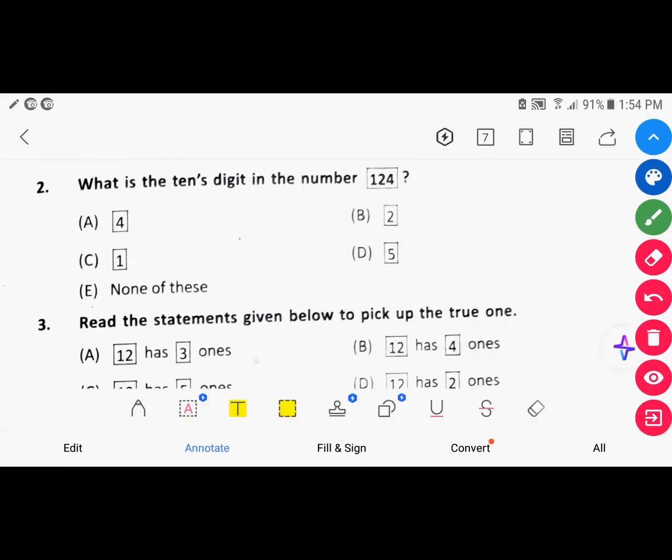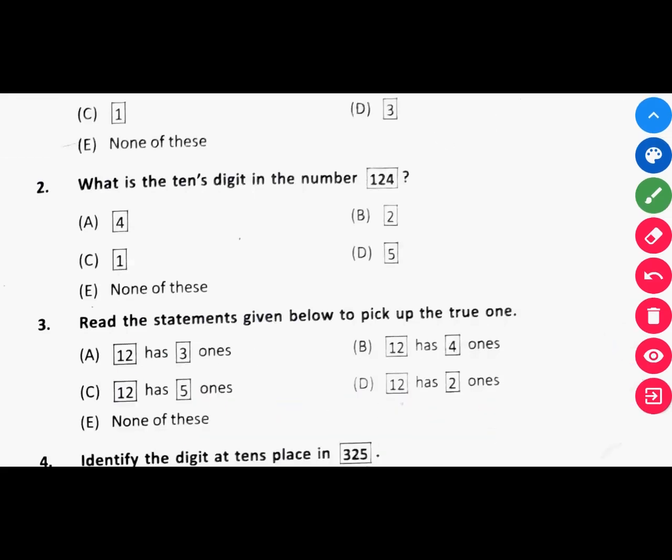12 has 3 ones. Now see, the number is 12 and they said that it has 3 ones. Now in the number 12, this is unit place and this is tens place. The digit which belongs to unit place is 2. Unit place is also known as ones place. So the number at ones place is 2. And they had said that 3 is at ones place. So this statement is wrong.